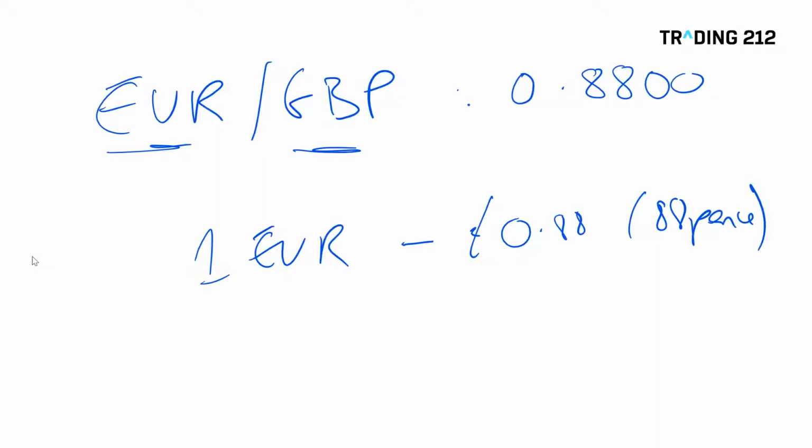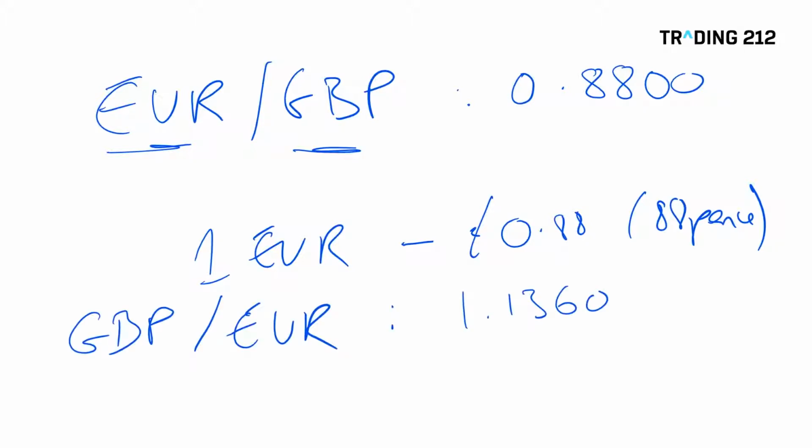You could quote it the other way. I mean, we could have a look at sterling euro. Let's bring up the exchange rate for that. So it's simply that exchange rate turned on its head. So it's 1 over that exchange rate. So sterling euro, £1 will buy you just over €1.13 and a half.